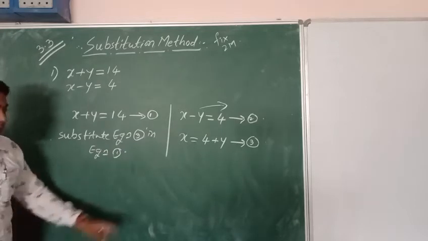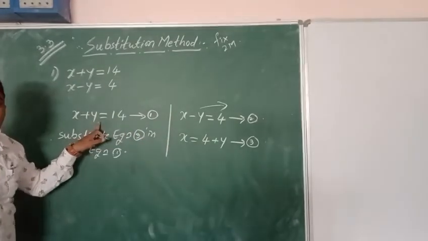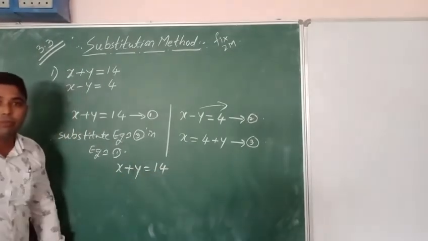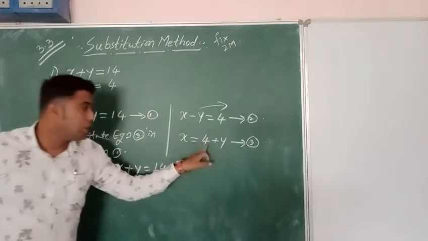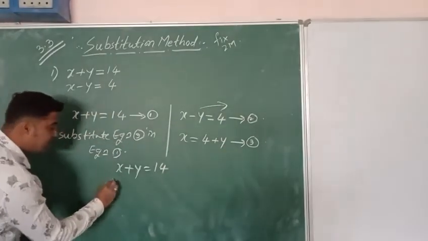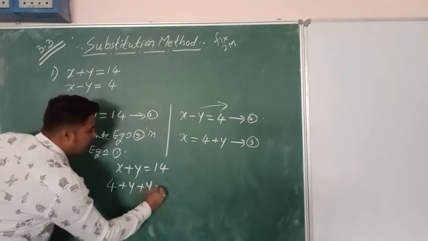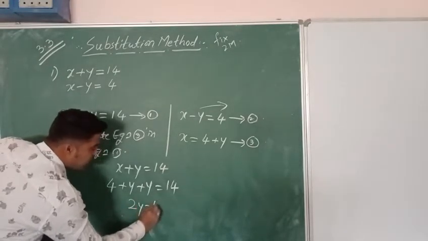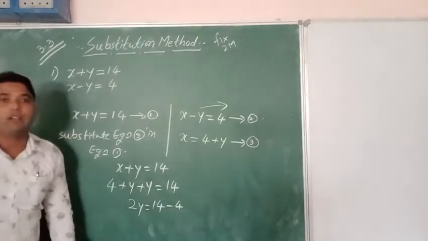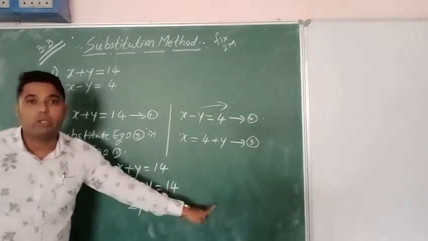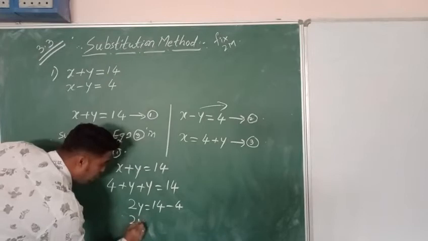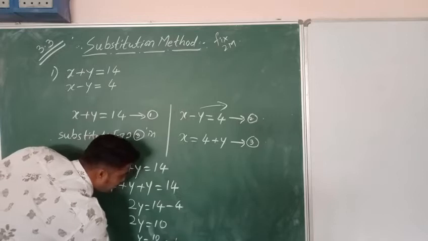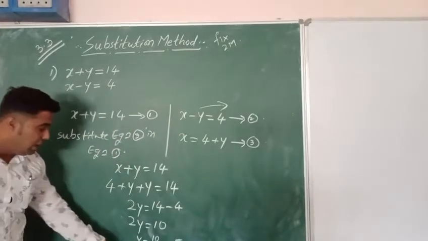So what have I written here? Substitute equation 3 in equation 1. So you should see what equation number 1 is: x plus y equals 40. Now wherever x is there, I am going to replace it with 4 plus y. So this I will write as 4 plus y plus y equals 40. Now observe, y plus y is 2y, which equals 40 minus 4. From where does that minus 4 come? This plus 4 is shifted to the other side. Now this becomes 2y equals 10, y equals 10 by 2, which gives us 5. So this is the value of y.